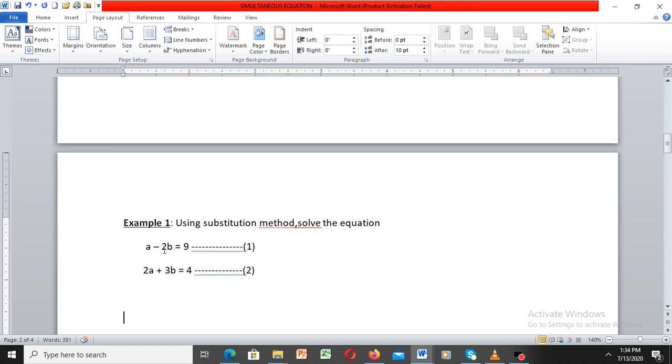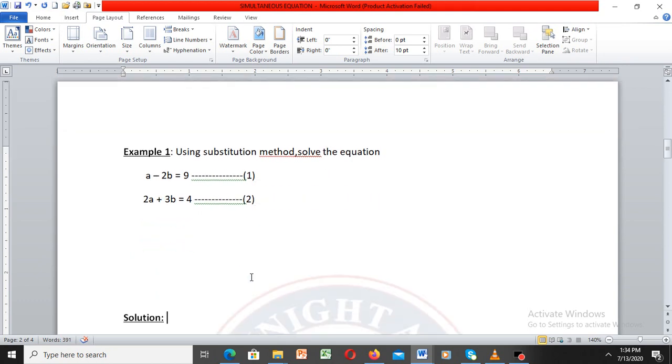So here, these are simultaneous equations. a minus 2b is equal to 9. That's equation 1. And 2a plus 3b is equal to 4. That is equation 2.